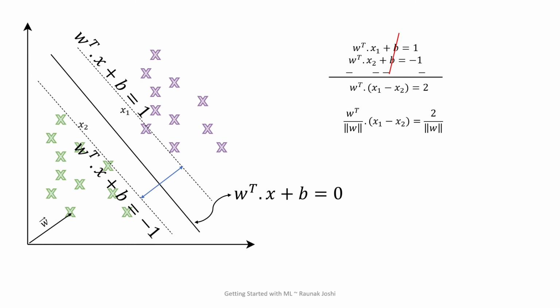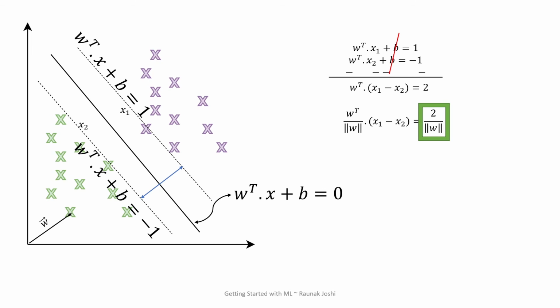So we actually divide both sides with the norm. So I actually try to divide W transpose with the W norm into x of 1 minus x of 2, which is equal to 2 by norm of W. And this is the way I can get rid of the W transpose on the left side. So this is the factor that actually is the equation for our optimal hyperplane stating the margin. So it is 2 by norm of W.